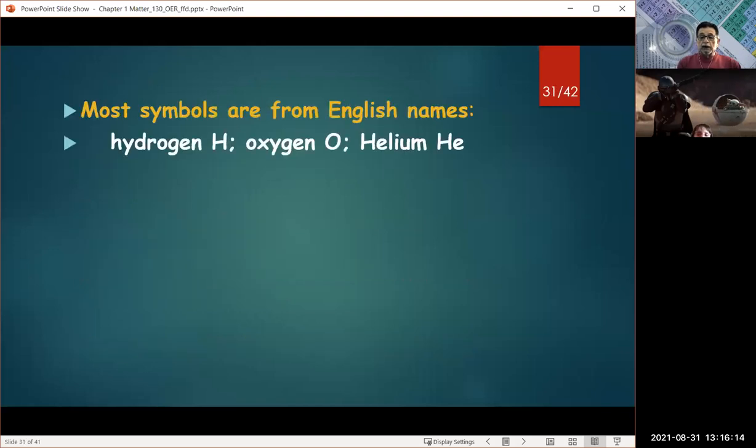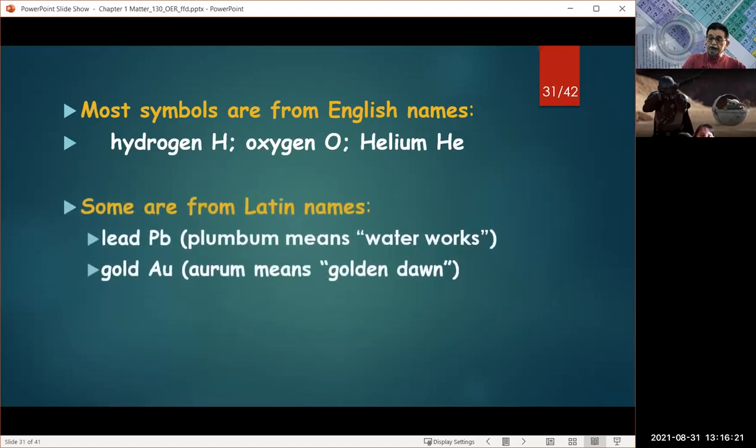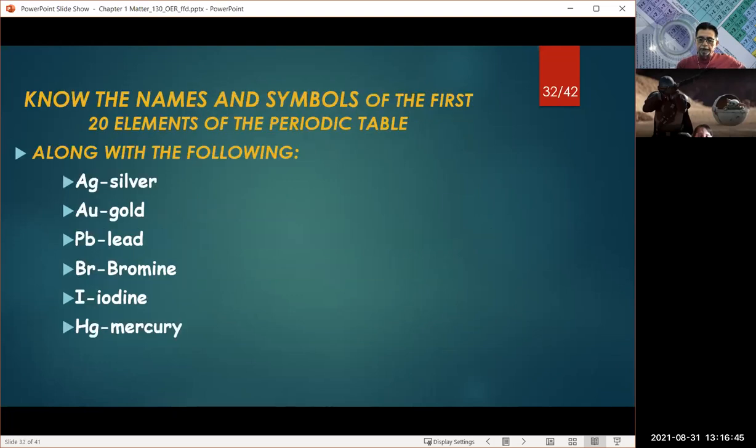Most of the symbols do have English names. So we have H for hydrogen, O for oxygen, He for helium. But there are others that are derived from Latin names. For example, lead, its symbol is Pb. It comes from plumbum, which means waterworks. Gold, the symbol for gold is Au, which comes from the Latin aurum, meaning golden dawn.